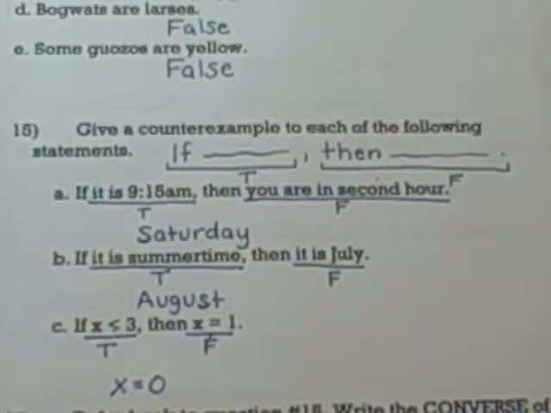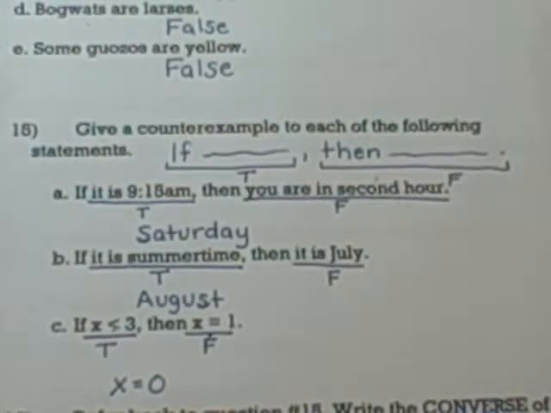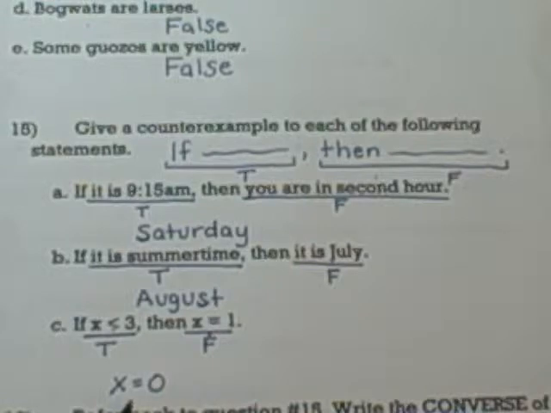Now, we might not all pick the same counterexample, and that's okay. You just need one situation that would show an instance where this is true and this is false. Okay? Hopefully that clears up the counterexample business.